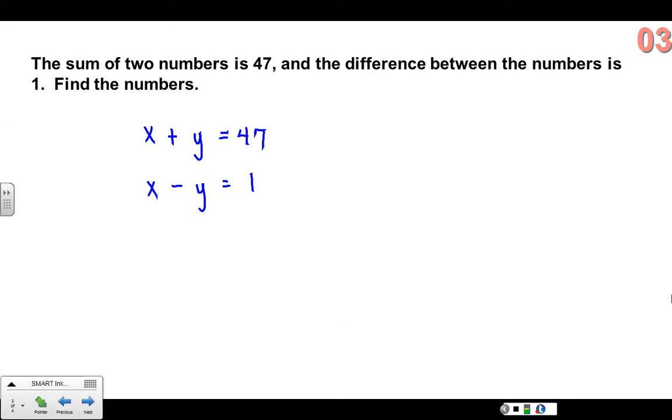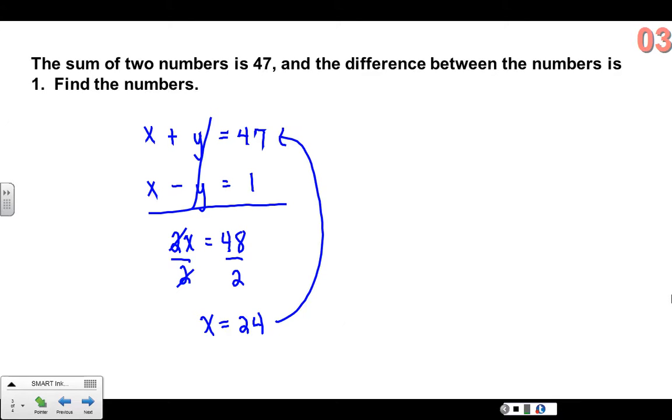So then lining the system up, as you can tell, I could just go ahead and drop the y's out. So 2x would equal 48. 47 plus 1 is 48. Divide by 2. So x would actually be 24. So how could we find the y value? Well, you could go up and substitute into one of your original equations. In this case, 24 plus y equals 47. So if I subtract 24 from both sides, y would equal 23.